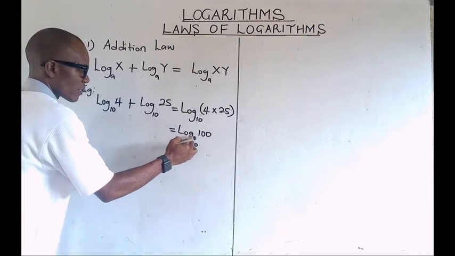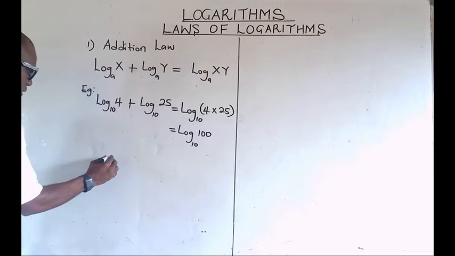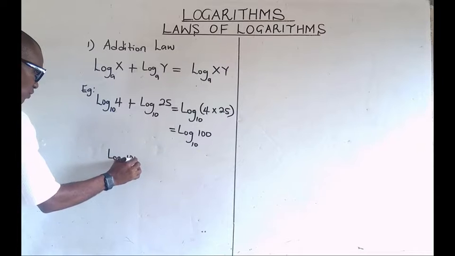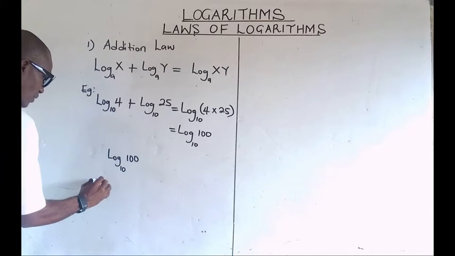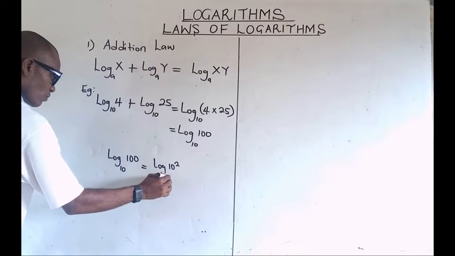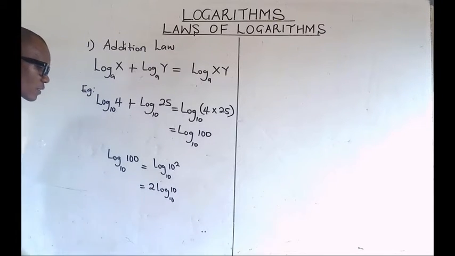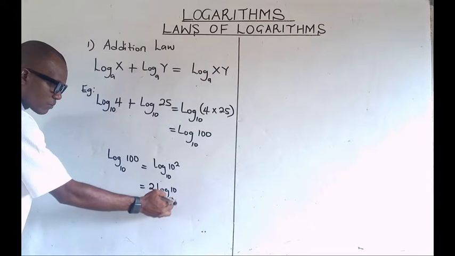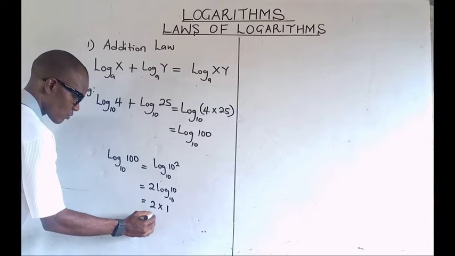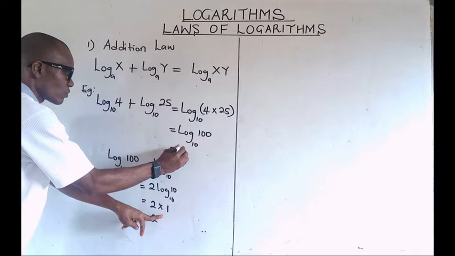How do we find the meaning of log 100 base 10? Log 100 base 10 is the same thing as log 10 raised to the power of 2 base 10, which is 2 log 10 base 10. Log 10 base 10 is equal to 1. So you have 2 times 1, which is equal to 2. So it then means that log 100 base 10 is equal to 2.